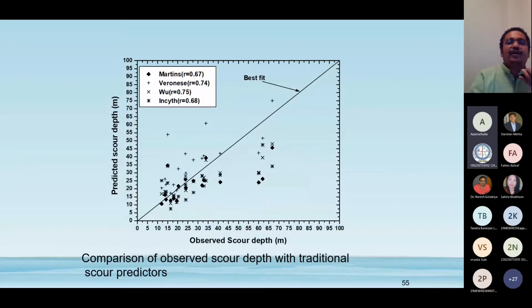These are the traditional formulas we are still using now, such as Martins, Vernes, and Wu. Why have I not considered Damle's formula here? Since I don't have the data. He considered the head to be from reservoir level to lip. That's the major difference.